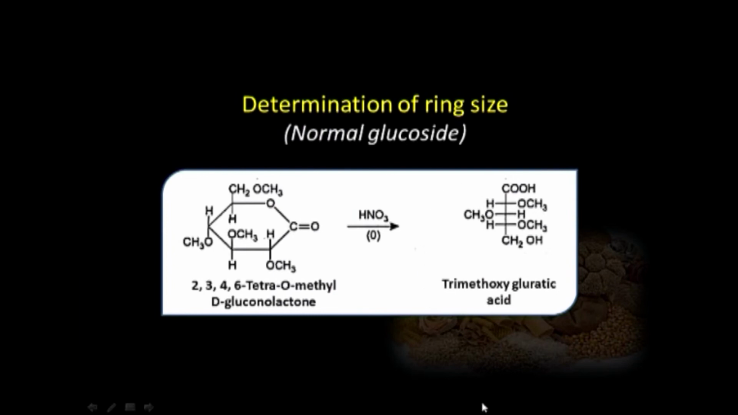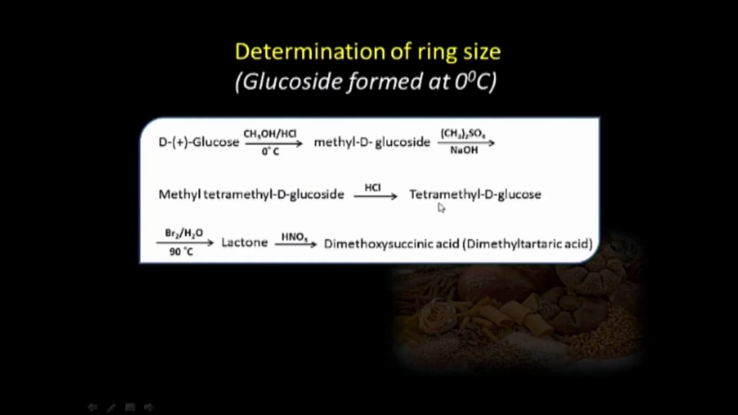Then for the other glucoside, which is formed at 0 degree Celsius, Haworth used a similar sequence of reactions for assigning the ring size. This is D plus glucose treated with methanol and HCl at 0 degree Celsius, and we get methyl D glucoside. It is further treated with methanol in the presence of NaOH, and we get a tetramethyl glucoside. Then it is hydrolyzed with HCl and we get the tetramethyl D glucose, oxidation with bromine, then heating at 90 degree, we get the lactone, and then oxidation with nitric acid.